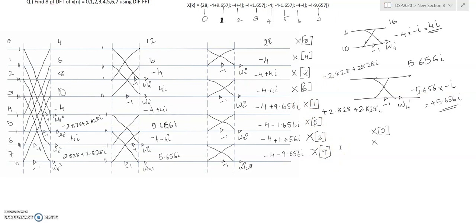Again, if you look over here, you have x of 0 as 28, x of 4 is minus 4, x of 2 is minus 4 plus 4j, and x of 6 is minus 4 minus 4i, and this can be verified. Hence you have got the correct result, and all you need to do right now is write the result in the correct order, which is not the way that you have received your output. It has to be written in the correct order that is given over here. So that I hope clears the example of 8-point DFT calculation using DIF FFT technique.